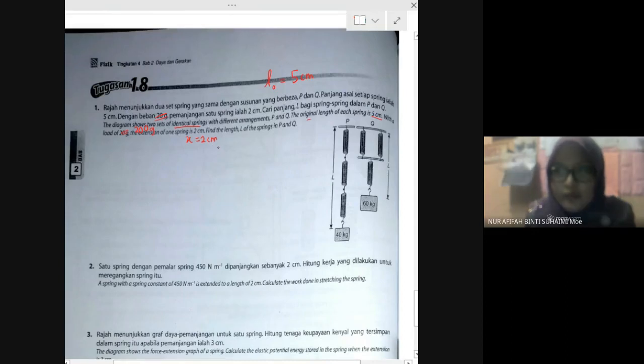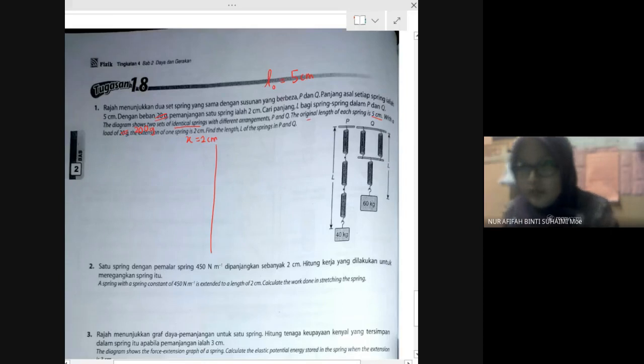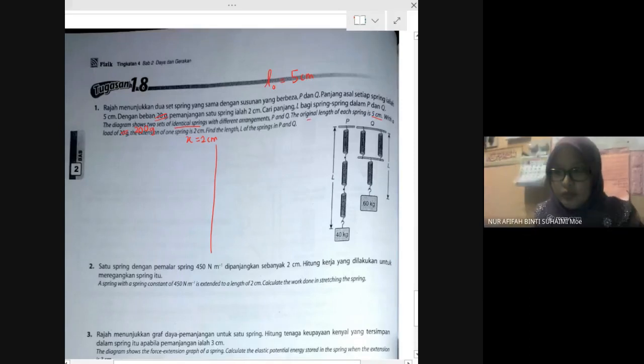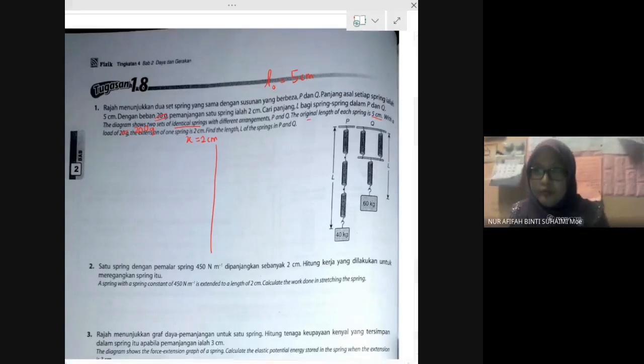Macam mana nak cari ni? Ada idea tak? Okay, kita separate untuk P and Q. Kat sini ada dua jawapan lah, untuk P1, untuk Q1. Macam mana nak cari?